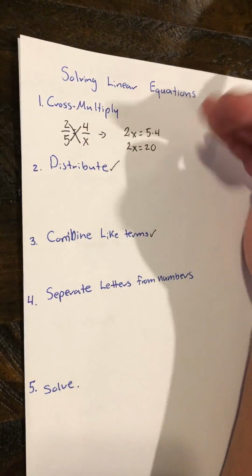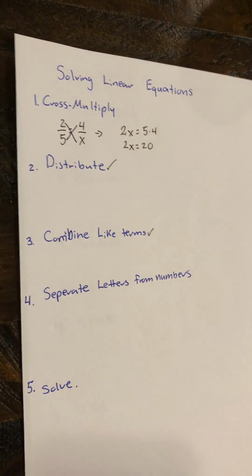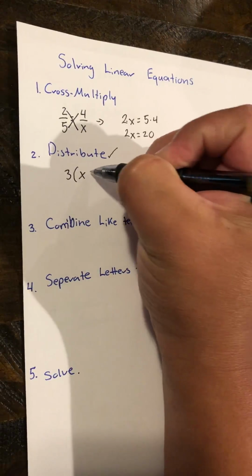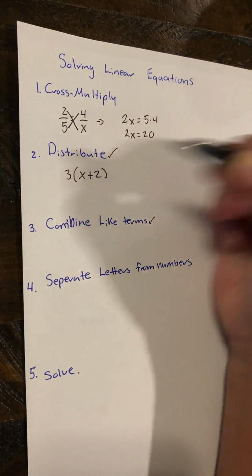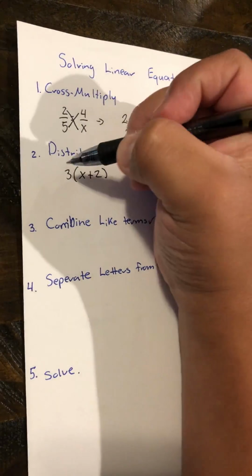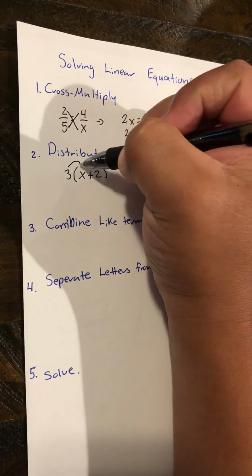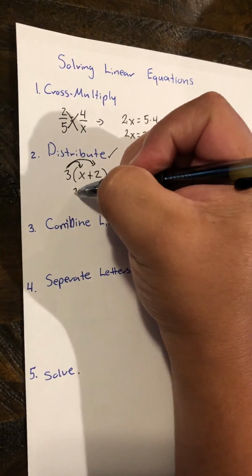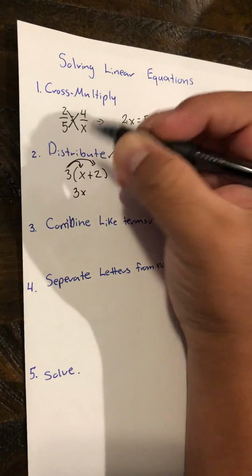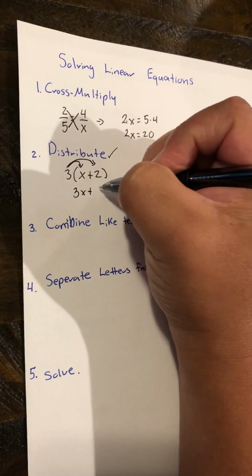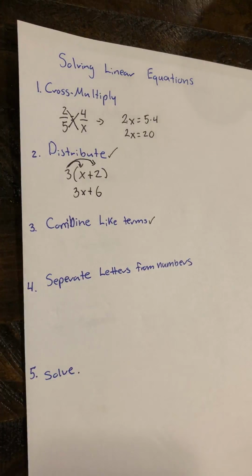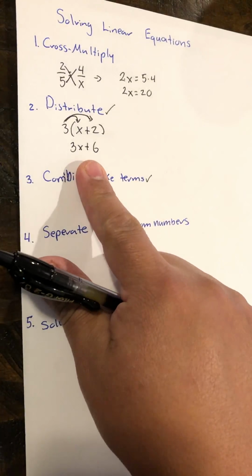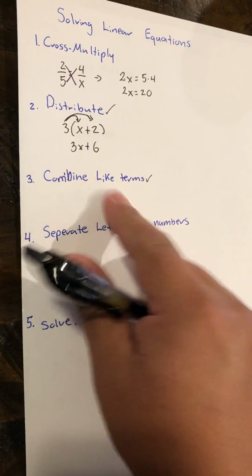We're going to stop right there, and then show examples of what each one of these looks like. Distribute we have to do when we have a number up against a parentheses, and this 3 is multiplying both of these. So we have 3 times x, which gives 3x, and 3 times 2, which gives a positive 6. Again, you might be familiar with that from simplifying expressions.